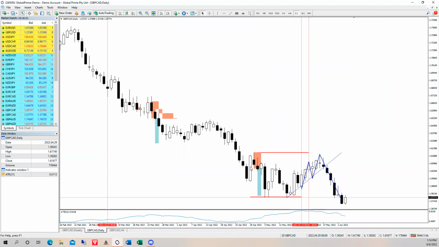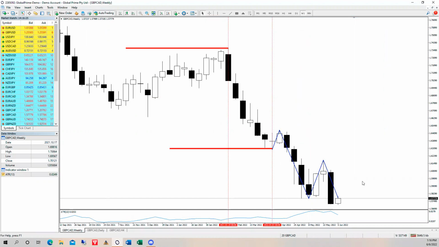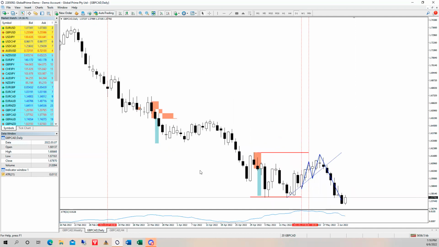Right, so the rest of the GBP crosses, let's just have a look at the weekly first on GBP CAD, where we had that very strong bearish impulse candle, really because of Canadian dollar strength, but also to an extent because of the GBP weakness. So those two combined, giving us quite a strong bearish resumption on this weekly trend over here. So that's definitely interesting.